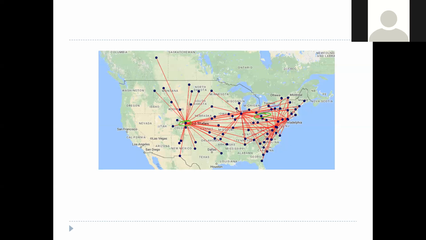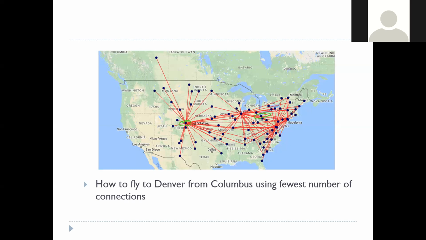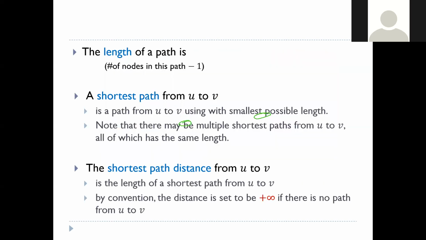That's number one. But in general, you don't just want to know whether they are connected or not. You also want to find the best way to fly from Columbus to Denver using the fewest number of connections, namely the fewest number of links. So you're looking for a path from Columbus to Denver in this map that has the so-called shortest length. Recall that the length of a path is simply the number of nodes in this path minus 1, which is the same as the number of edges in this path. So that's the length of a path.